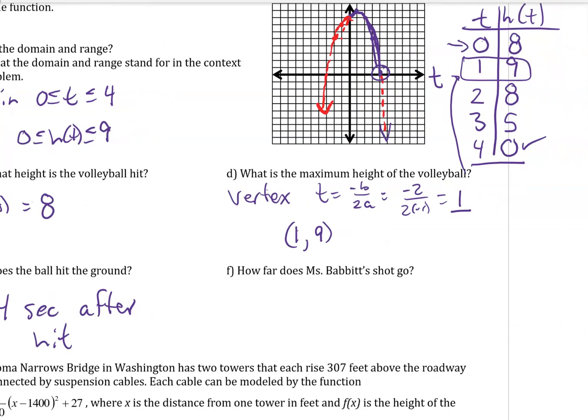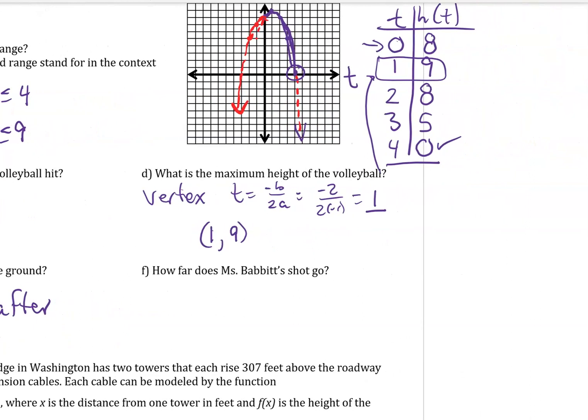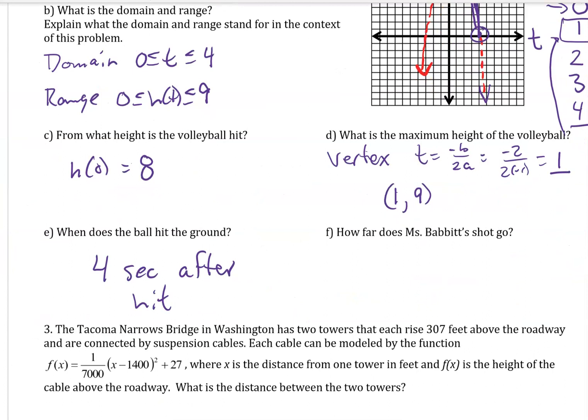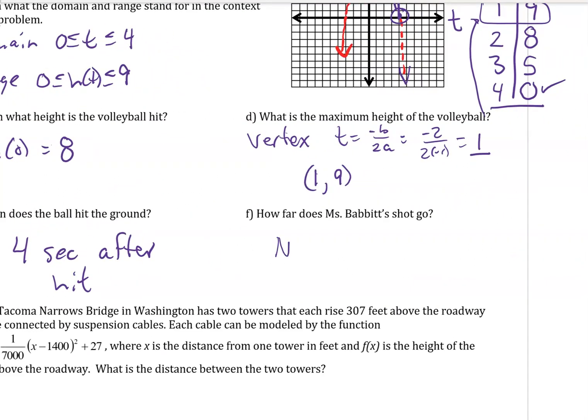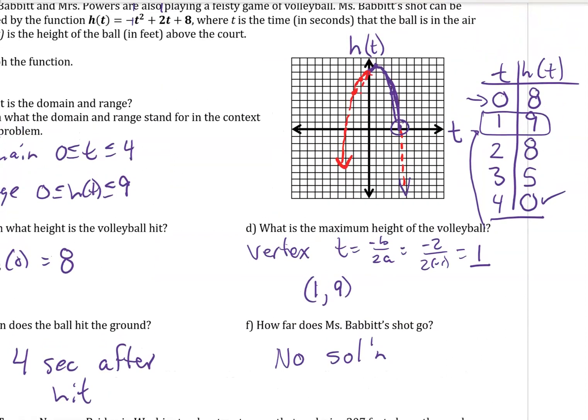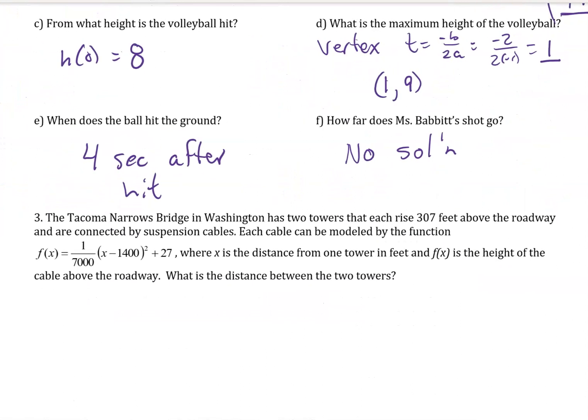How far does Ms. Babbitt's shot go? We know how high it went. It went up to 9 feet high. It went down. But we don't have a horizontal distance formula for this, an equation for this. All we have is a height equation. So really, we don't know. There actually is a way, if you could calculate using gravity, to determine based off of a 4-second hang time how far that would have gone, but we're not going to go into that level of detail.